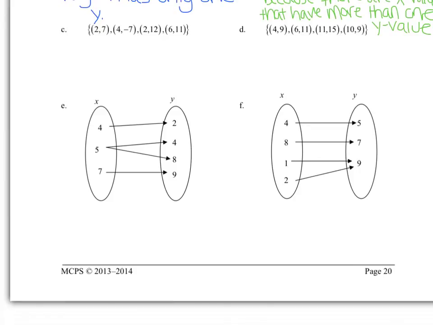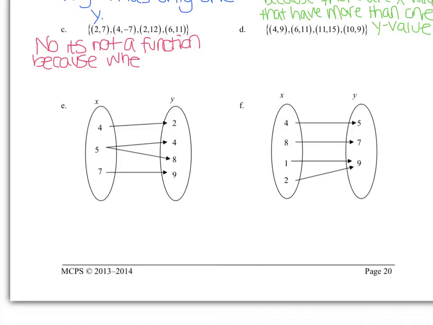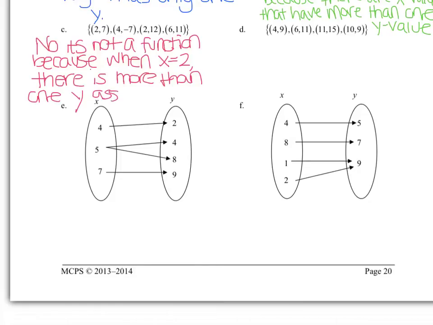Okay, for C, we have 2, 7, 4, -7, 2, 12, and 6, 11. Well, because of these 2's here, this is not a function. So no, it's not a function because when x equals 2, there is more than one y associated with it.